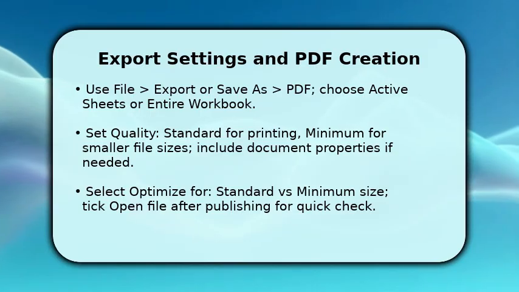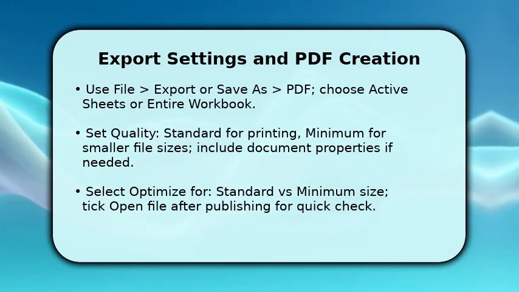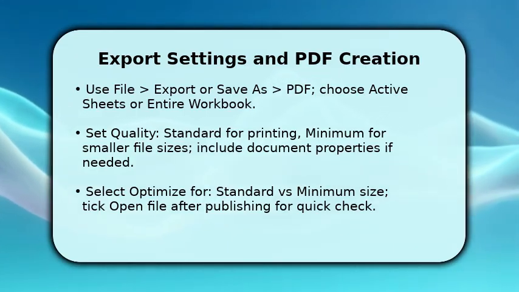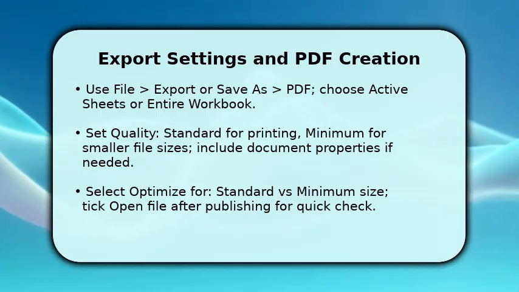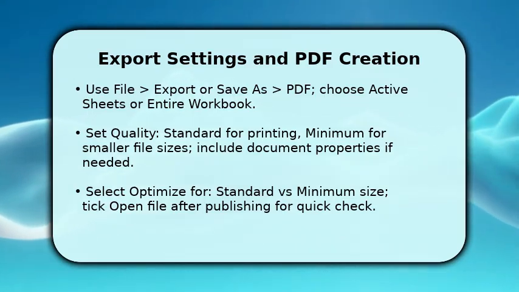Go to File, then Export or Save As and pick PDF. Choose Active Sheets if you only need one sheet or entire workbook to capture everything. Once selected, set quality to standard for printing or minimum to reduce file size. Make sure to select the correct pages and include document properties if those metadata matter.